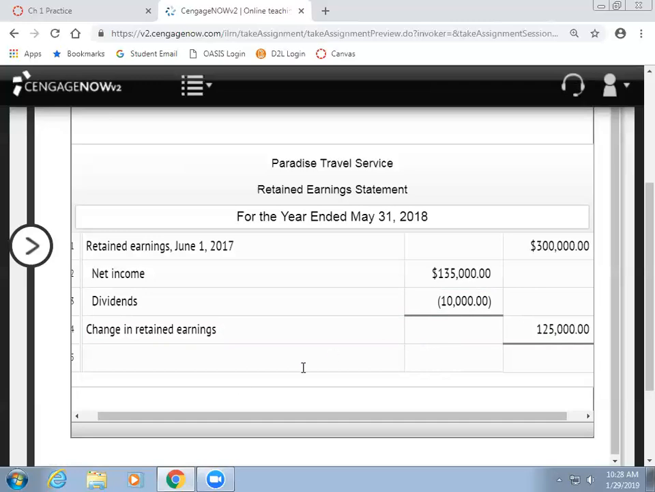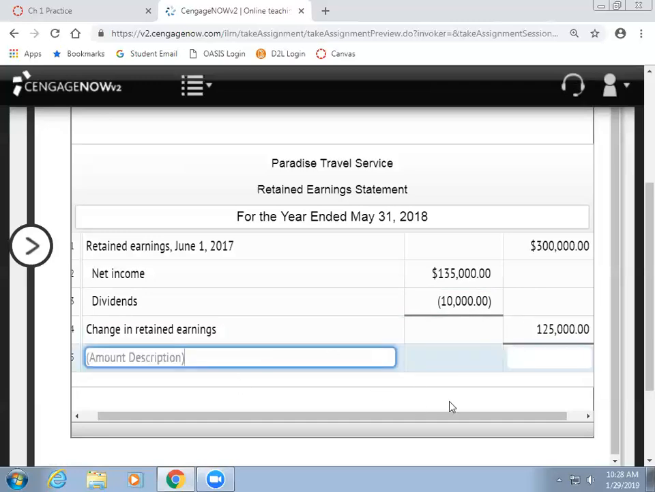And then the last thing we do on line 5 is say retained earnings, May 31st, 2018. So we're showing what our retained earnings are at the end of the year, which is beginning 300,000 plus our increase or our change in retained earnings of 125,000. So we just add those two together to get 425,000.